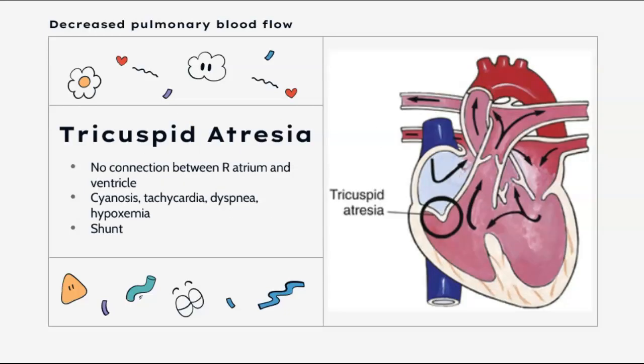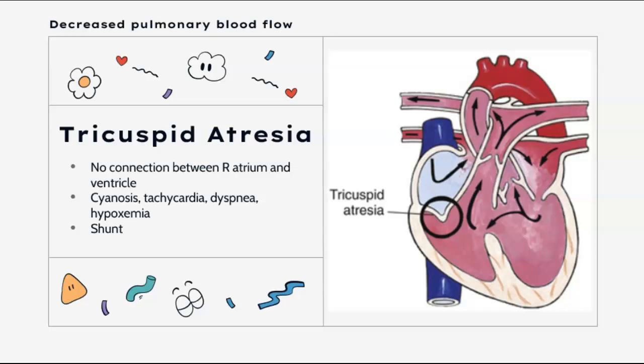Tricuspid atresia is when the tricuspid valve fails to develop, so there's no connection from the right atrium to the right ventricle. Blood flows through an atrial septal defect or a patent foramen ovale and through a ventricular septal defect. There is complete mixing of unoxygenated and oxygenated blood, leading to systemic desaturation.